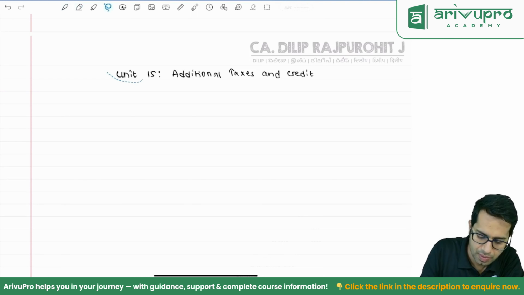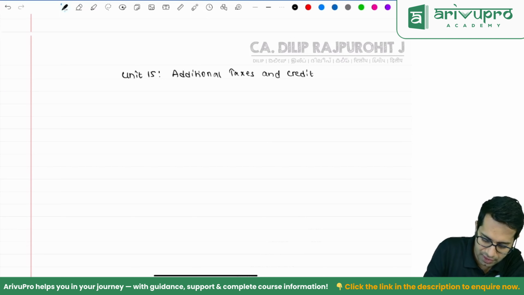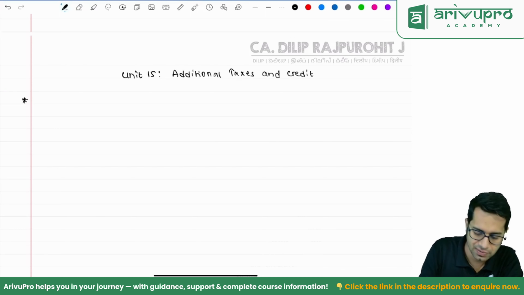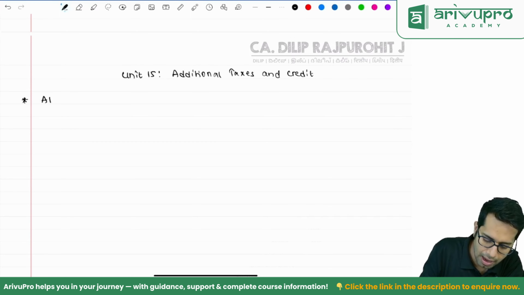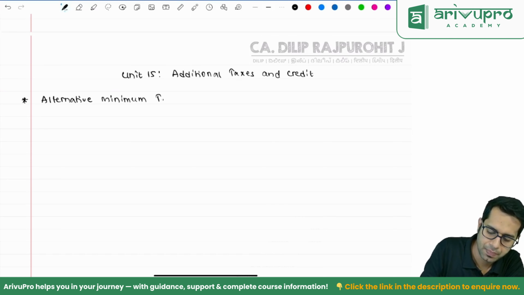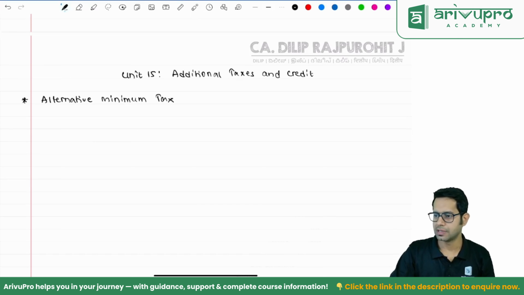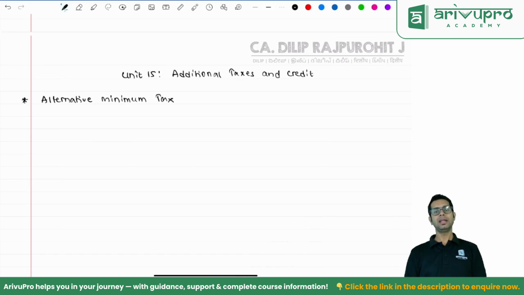Unit number 15. So the first additional tax which we are going to discuss is alternative minimum tax. The name itself says what it is. The name says I am alternative minimum tax. Meaning what, sir? This is the alternate minimum amount of tax which you have to pay.